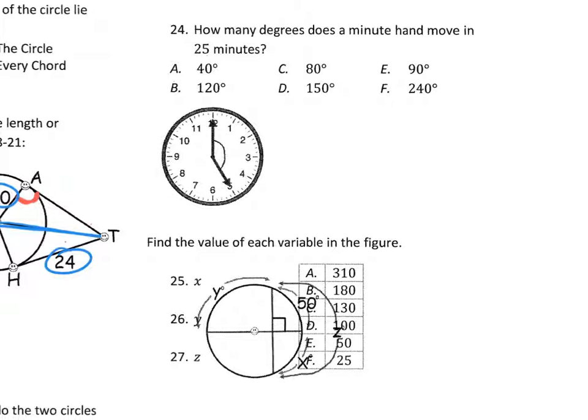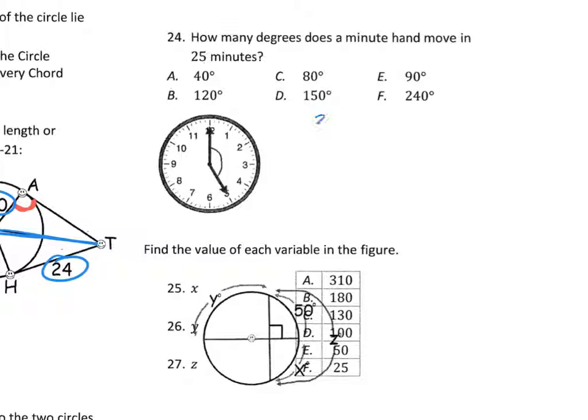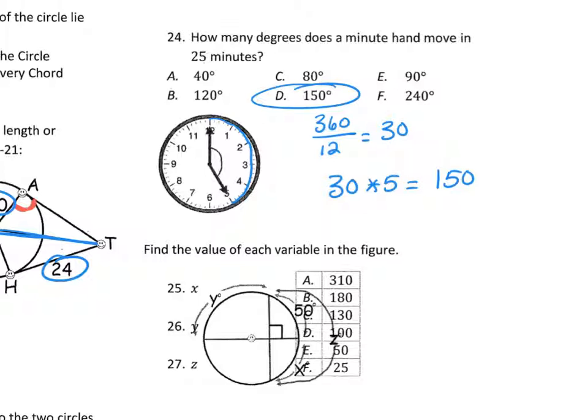Number 24 is a couple-of-step problem. We know that a whole circle is 360 degrees, and there's 12 numbers on a clock. So when we do that, we get 30 degrees for each one of the numbers. And then we count up how many numbers there are from 1 to 5. Well, 1, 2, 3, 4, 5. So we take our 30 and multiply it by 5. We end up with 150 degrees as our angle measure.